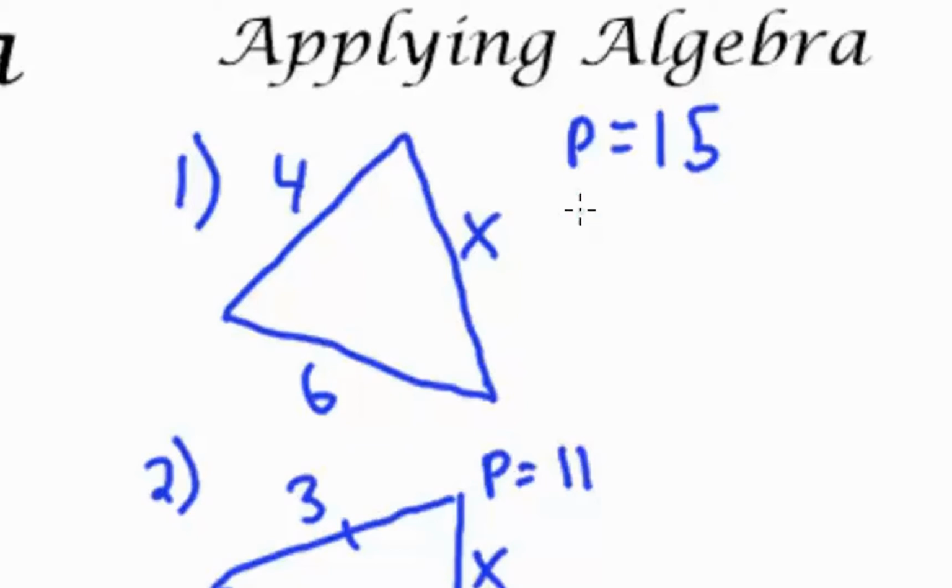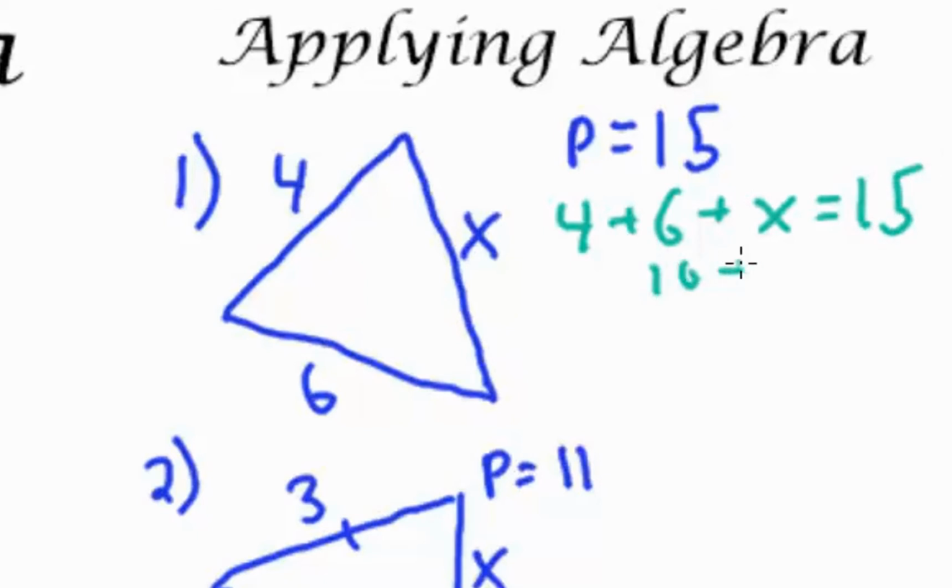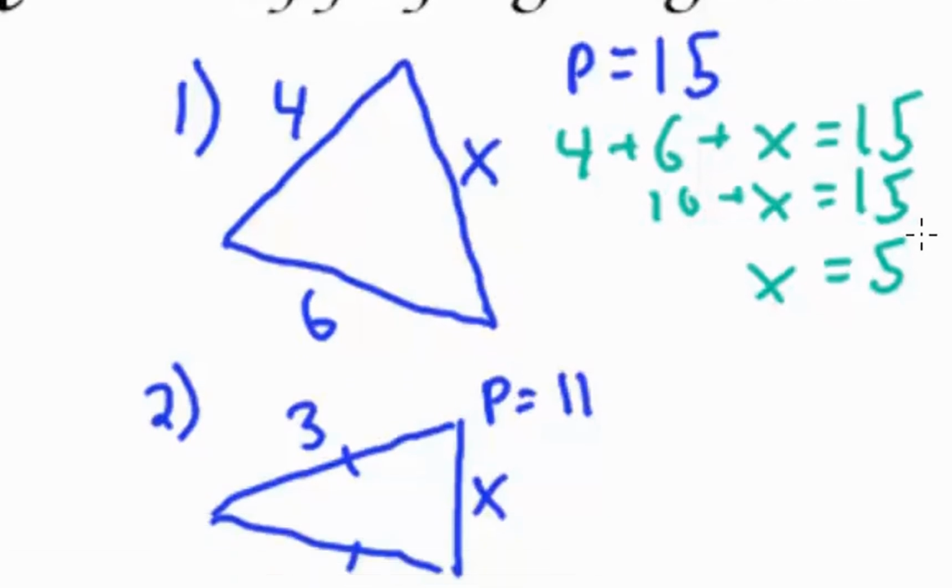In this first problem, the perimeter is 15. I know one side is 4. I know the other side is 6. And I know the third side is x. So if I add those up, 4 plus 6 plus x, I know they'll equal 15. 4 and 6 make 10, plus x equals 15. I subtract 10 from both sides, and my missing side was 5. And I was able to use algebra to do that.